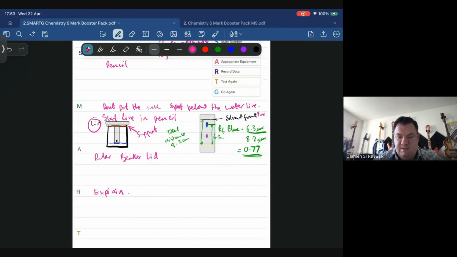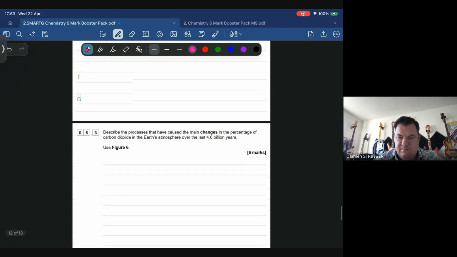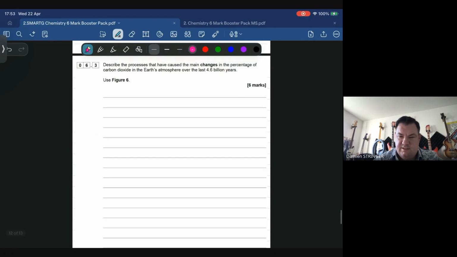Right, I think we've got maybe just enough time to either go through this one verbally or maybe write a few bits. In fact, I might ask you to tell me a few bits. So we've got describe the processes that have caused the main changes in the percentage of carbon dioxide in the Earth's atmosphere over the last 4.6 billion years. So just put your hand up if you've got some thoughts on that. Who was that one?